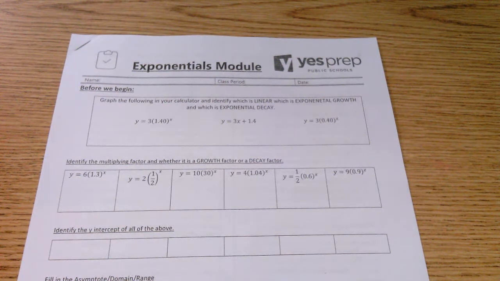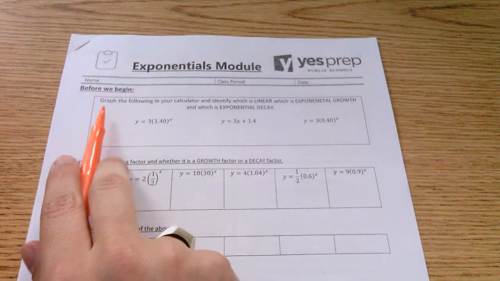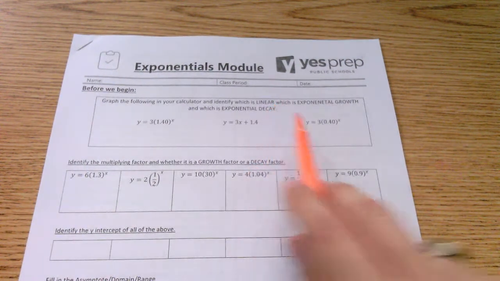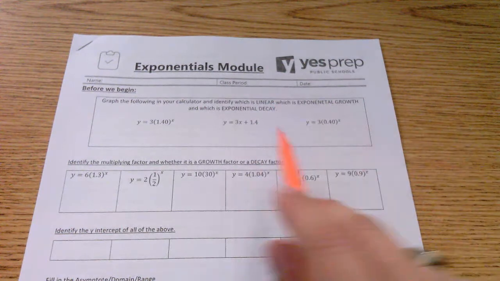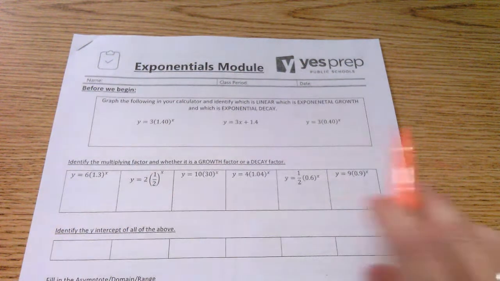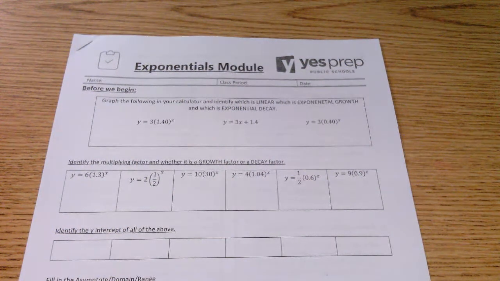Now, when we start, I'm going to go over just this review page. Let's start by reading the first question. Graph the following in your calculator and identify which is linear, which is exponential growth, and which is exponential decay. Now, while you can, I will draw a sketch and I'll tell you about why I already know which ones are linear, growth, or decay.